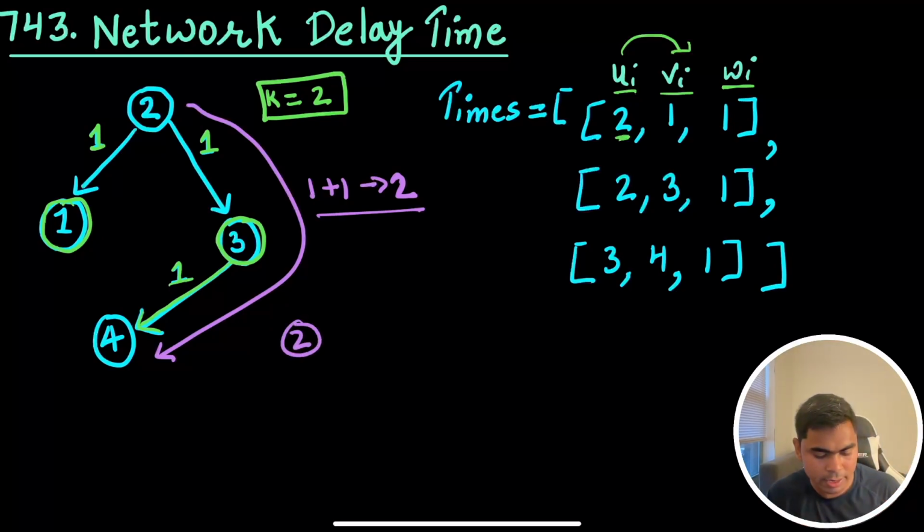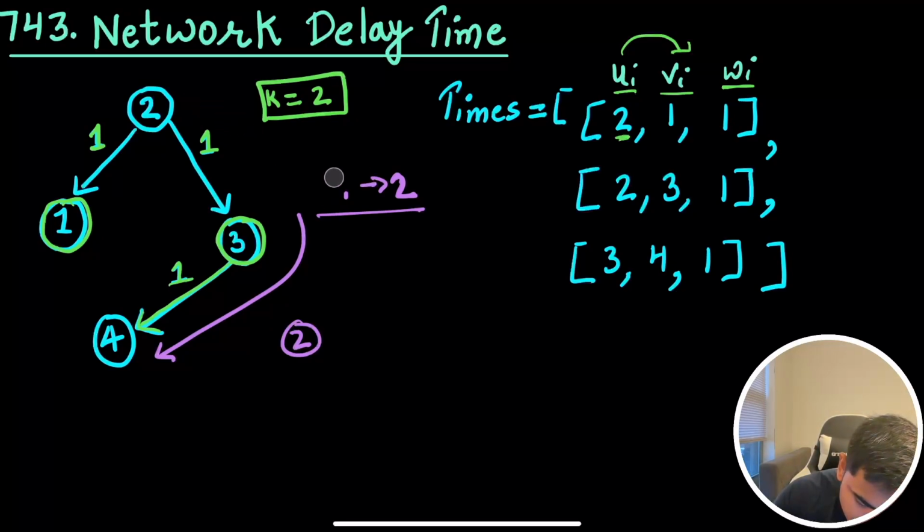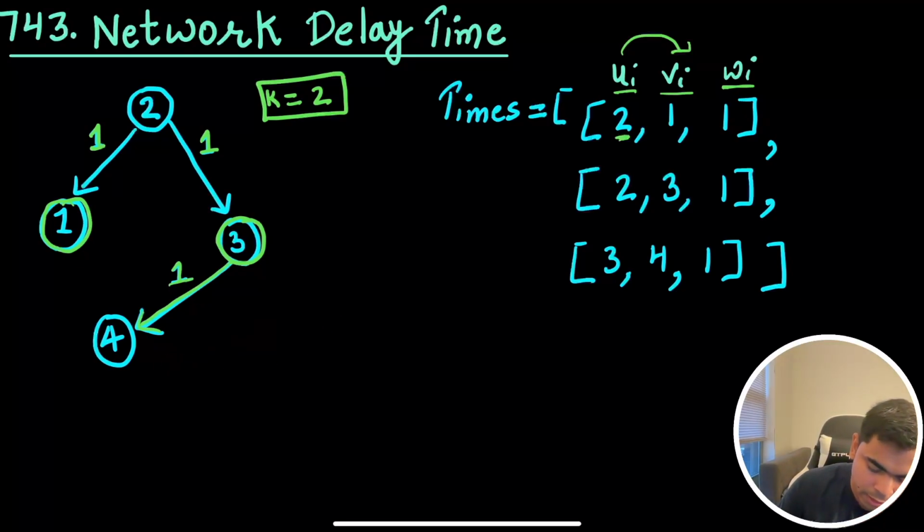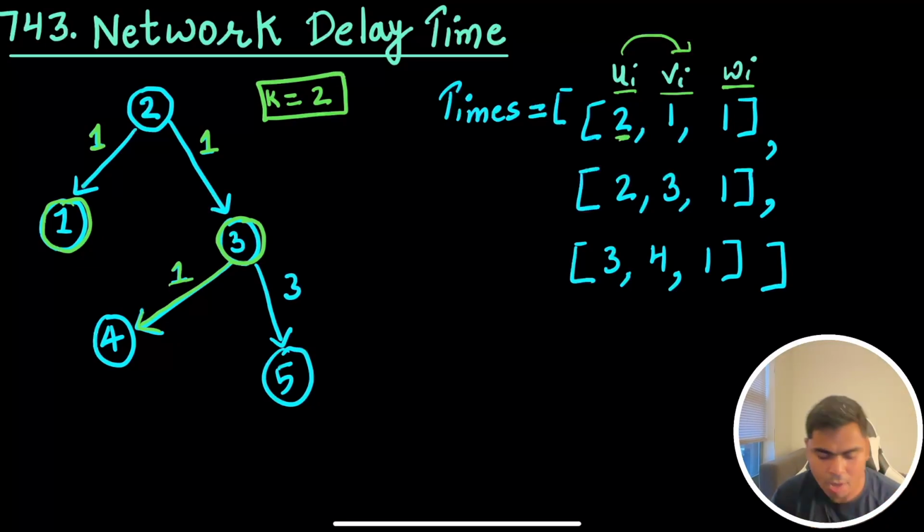Okay, that's easy. But what if we make some changes in this problem? Let's say our source node and everything is common, just with a little bit of difference. Let's modify this: say 3 had a neighbor, and since 4 is taken, let's call it 5, and the weight of that edge was, let's say, 3. Now how will our answer change here? So basically we'll do the same thing.